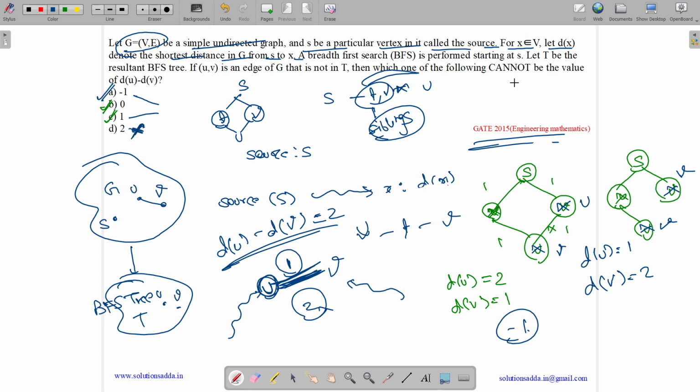So we need to tell which of the following values cannot be possible. So A, B, C are possible and D is not possible. So the answer is D. 2 is not possible. Option D.